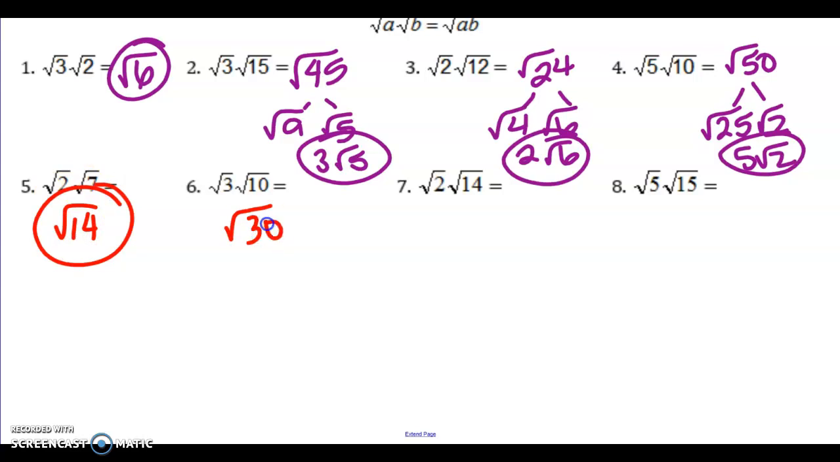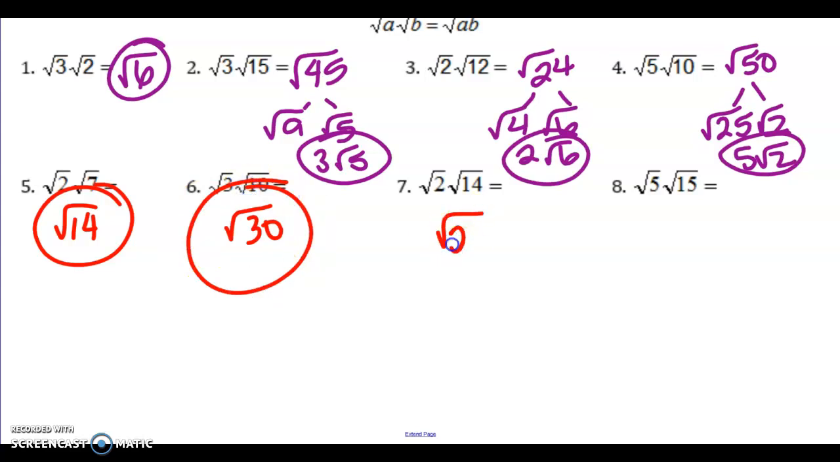3 times 10 is 30. I could break it down into 3 and 10, 15 and 2, 5 and 6. But neither of those are perfect squares. Is 4 going into 30 at all? Nope, that's 7.5. So that's all I have for that number. It's just the square root of 30.